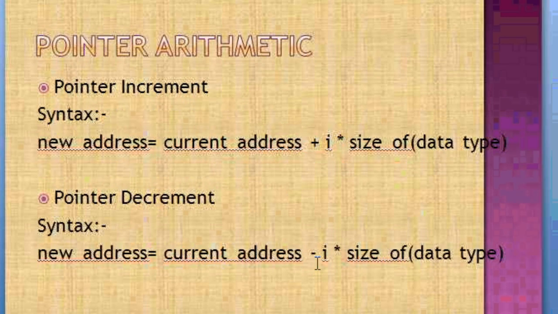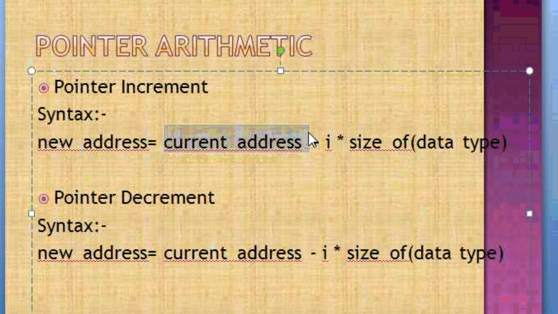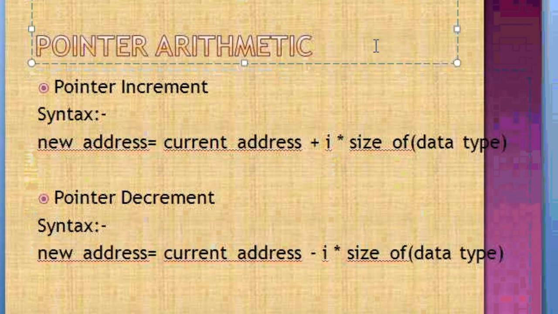What I have told you about the pointer increment is that whatever the current address is, the current address will be incremented by the size of the data type. Whatever the size of the data type of that pointer, that much it will increment that address. So new address will be equal to current address plus i multiplied by the size of the data type, where i is the simple variable which is holding the value. Okay, so this is about pointer arithmetic.